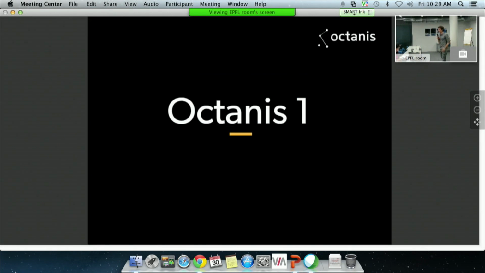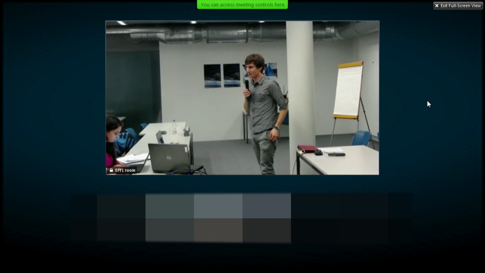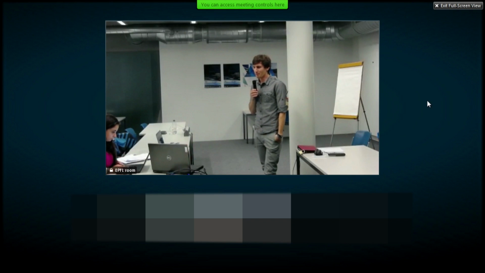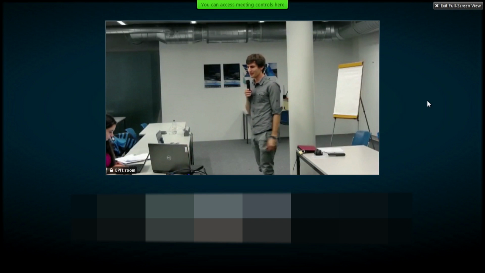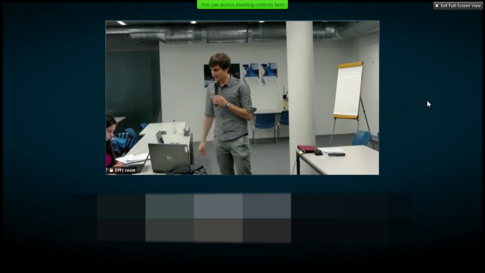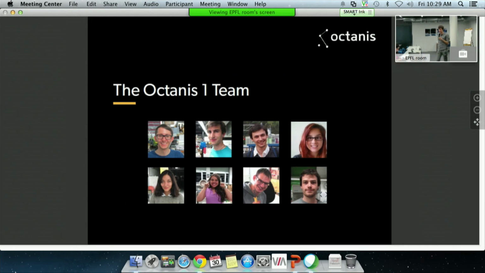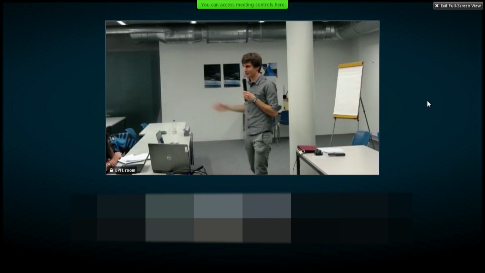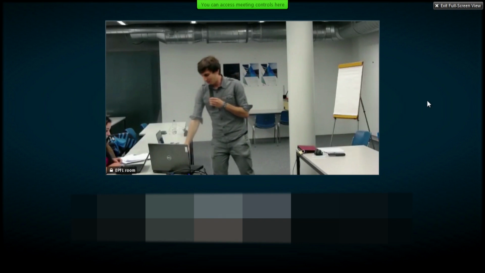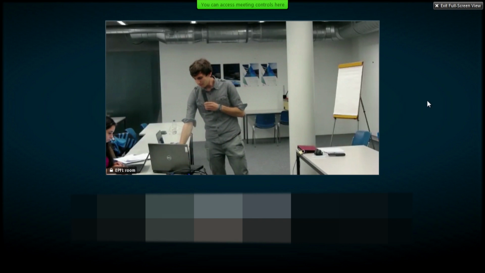The first project that just emerged out of this procedure is Octanis 1. That's what I'm going to talk about today. Maybe quickly about the team. The rule 7 plus or minus 2 applies here as well. We're 8 members right now working on that rover from different fields: engineering, physics, life science as well.